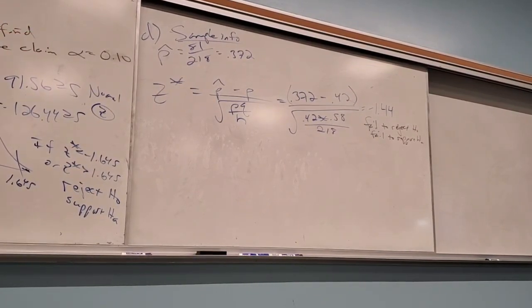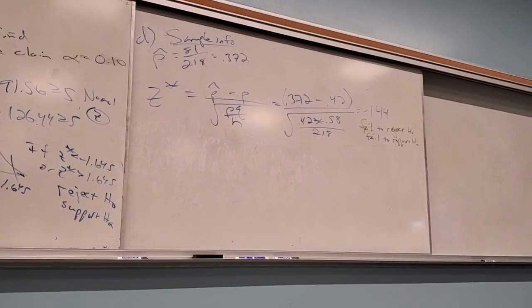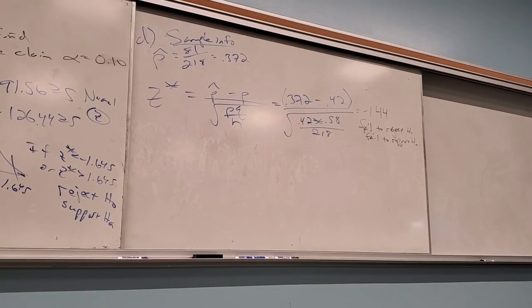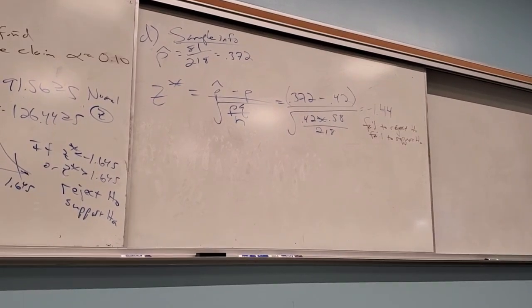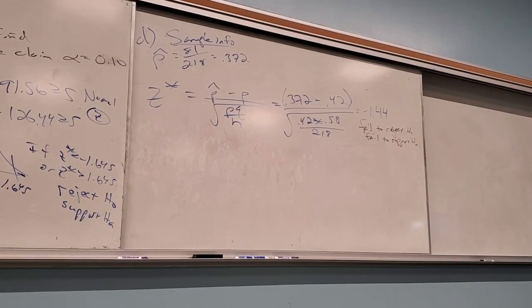We failed to reject it, but what is the p-value? Well, let me ask you this question. What is the area in this tail? That's a chapter 6 question. What's the area in the tail that our z-score made? What's the area in the tail that our z-star made? Look up negative 1.44.